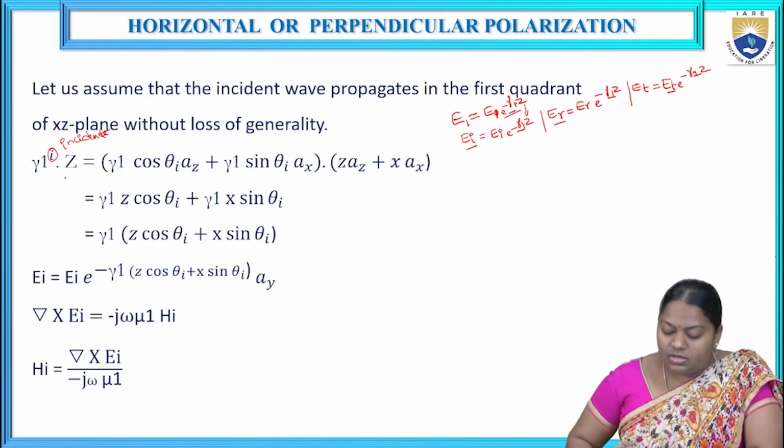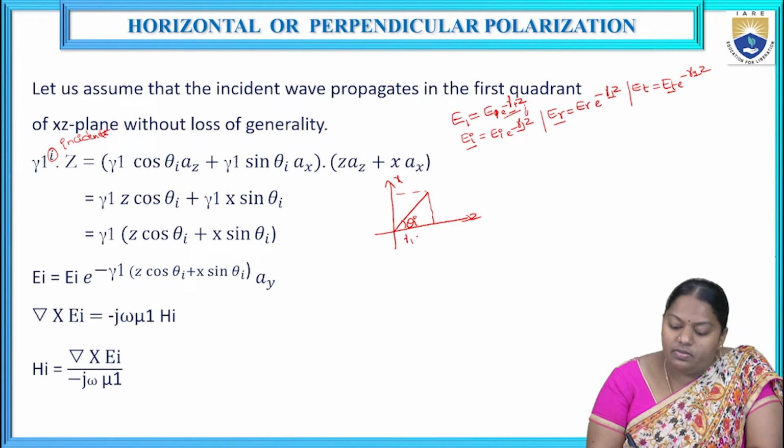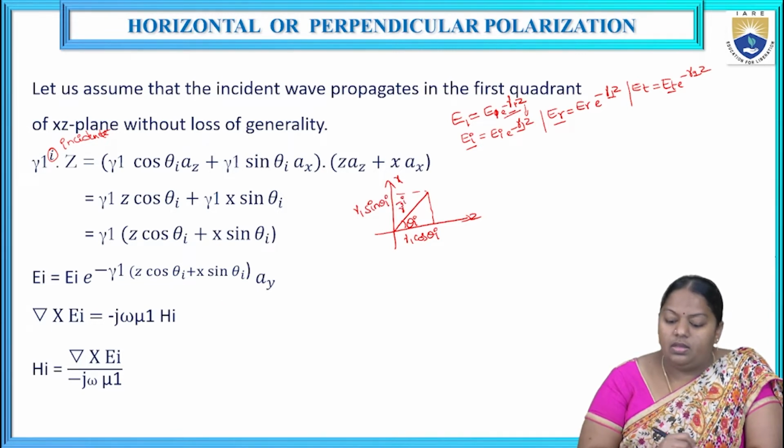So from the propagation vector, how are we going to write this gamma 1? See, from the xz plane, first quadrant, the incident wave is like this. So this is theta I, this is the z direction, this is the x direction. This is given by gamma 1 cos theta I, and this is gamma 1 sine theta I. Then this is the propagation direction, let it be I.